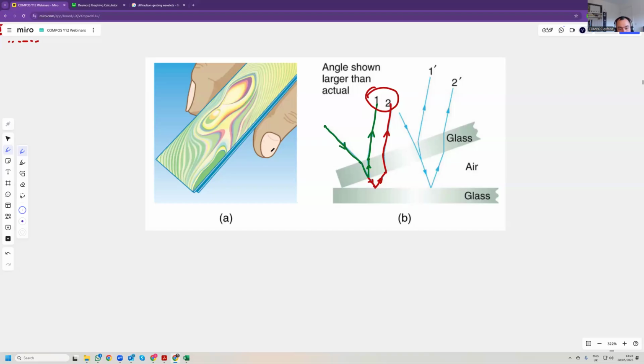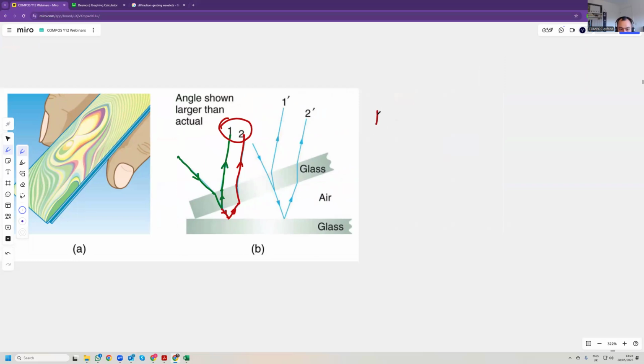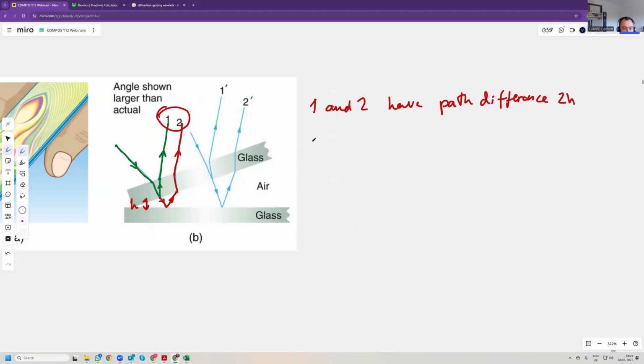Now, if you make the gap slightly bigger, you have a different path difference. So 1 and 2 have a path difference equal to double the size of this gap, h, so 2h. And 1 dash and 2 dash, with gap h dash, have path difference 2h dash.